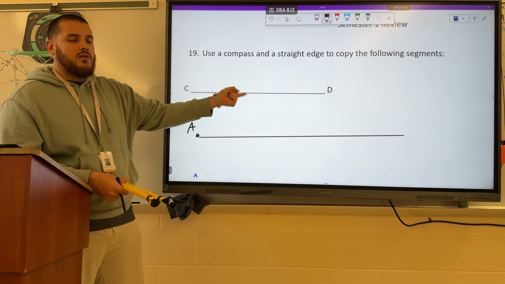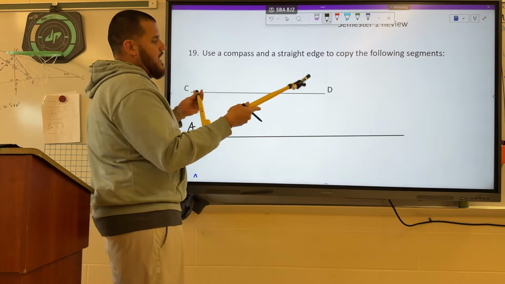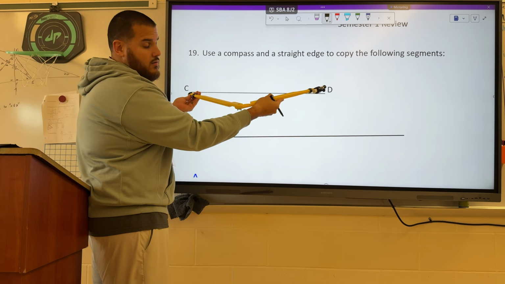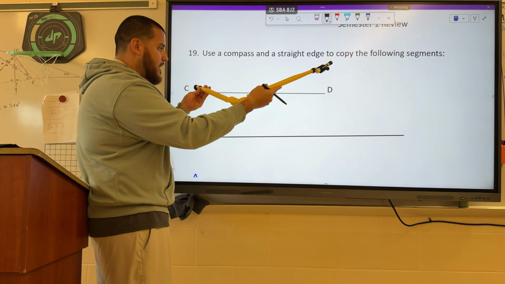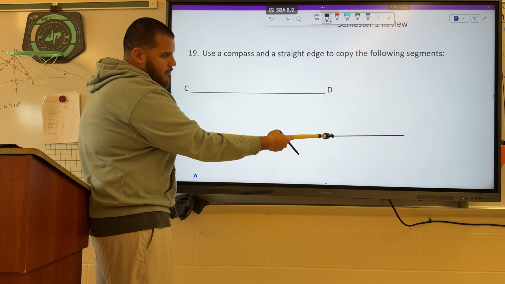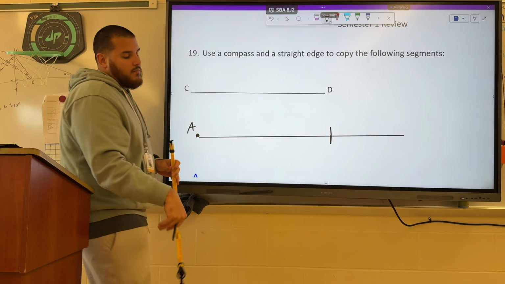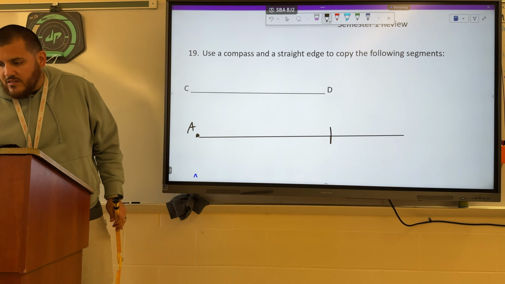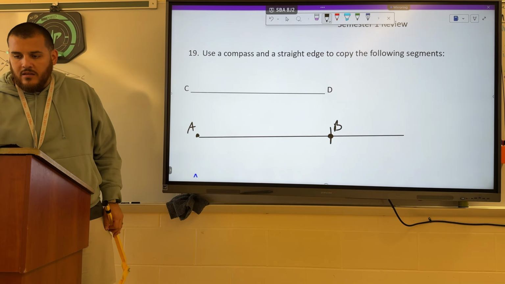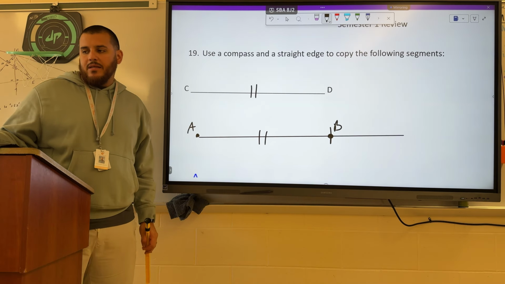Notice I clearly drew this longer than CD for a specific reason. What I'm going to be doing now is measuring with a compass the distance from C to D, like so. And then I would keep that setting on my compass, carry it down here, and then use it to make a mark there. Ooh, that worked. Make a mark there across my segment. And then where that intersects would then be the endpoint of my segment, and these pieces would be congruent to each other. That's how we copy a segment, right?